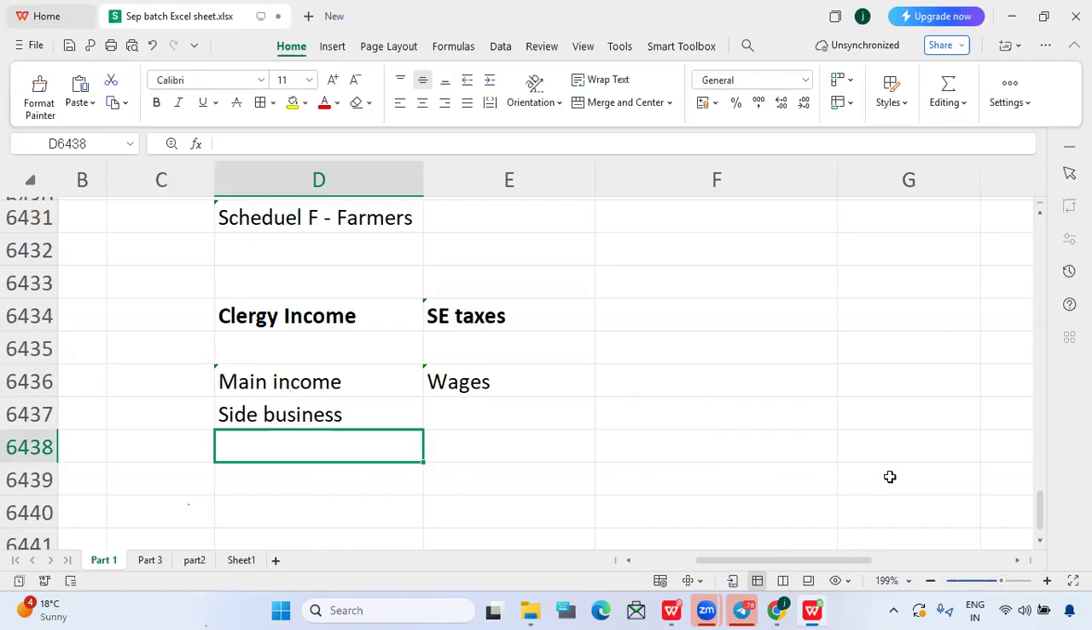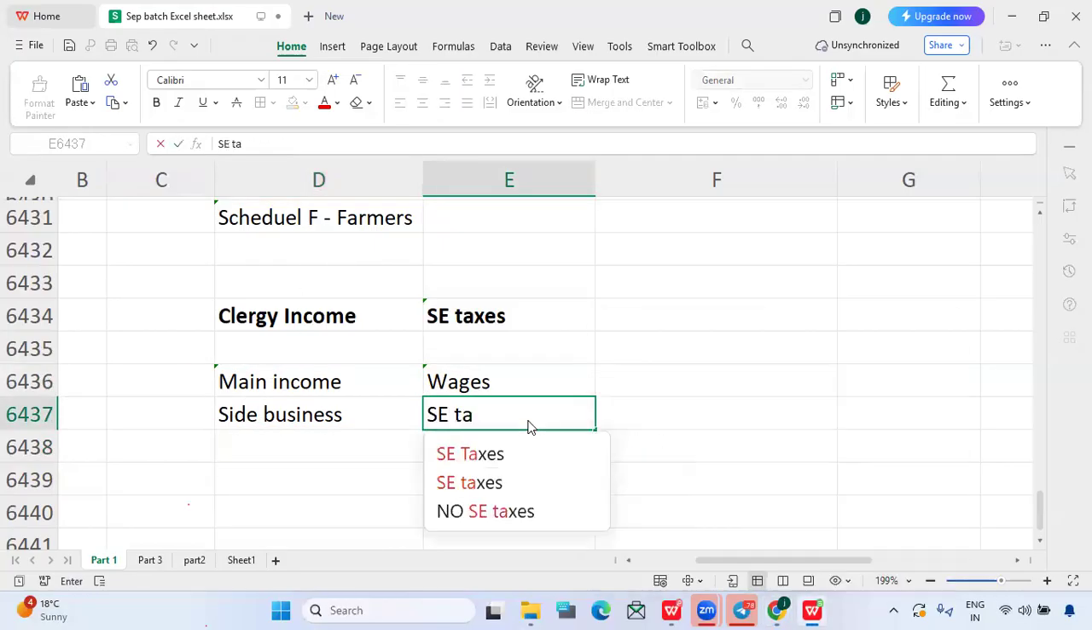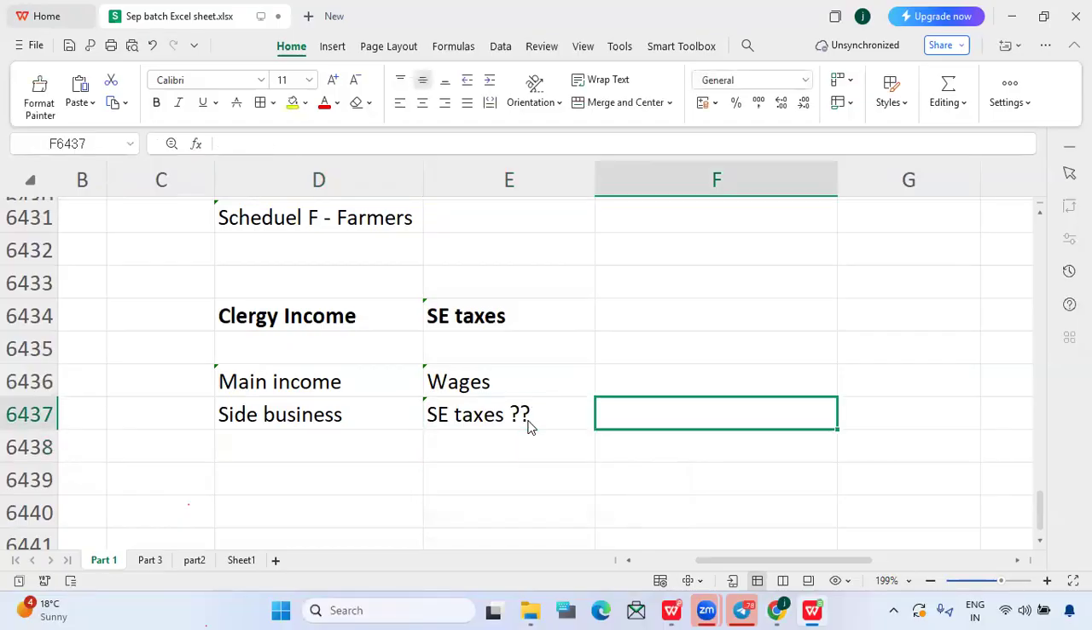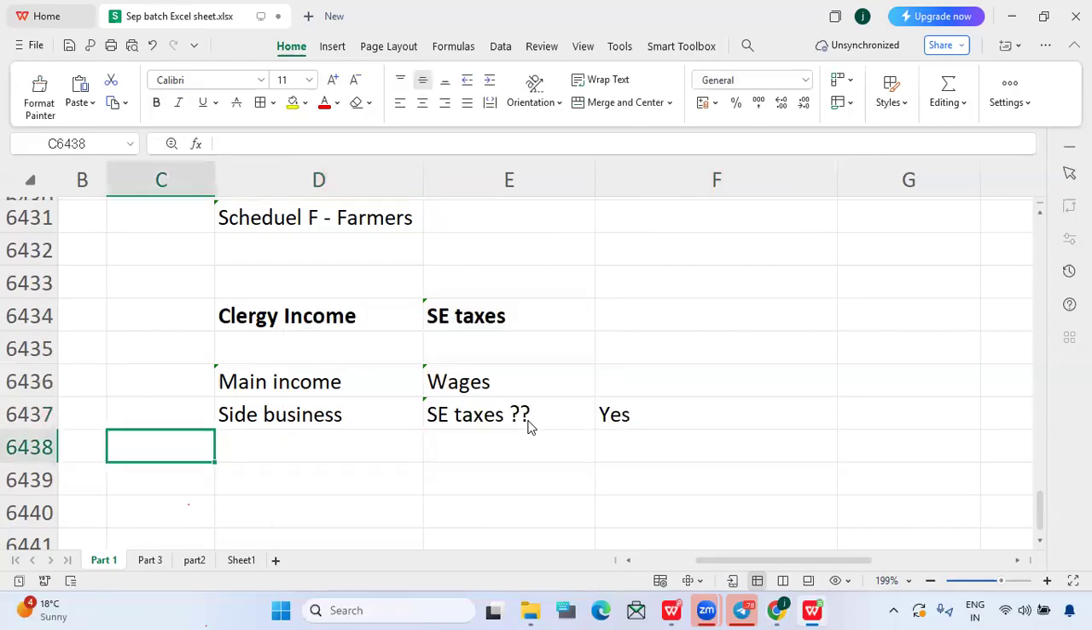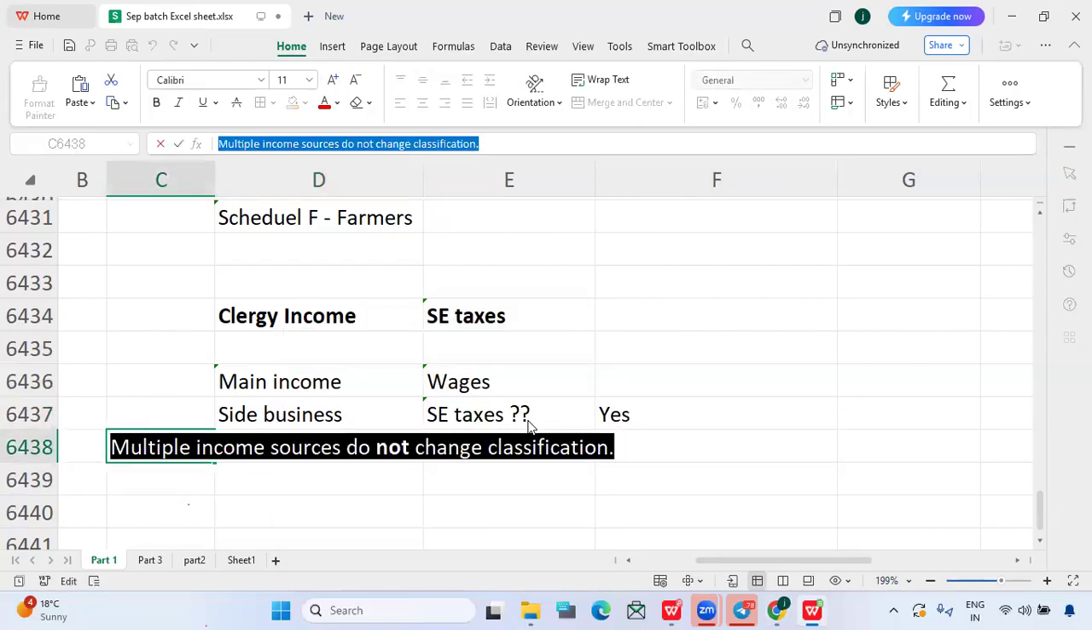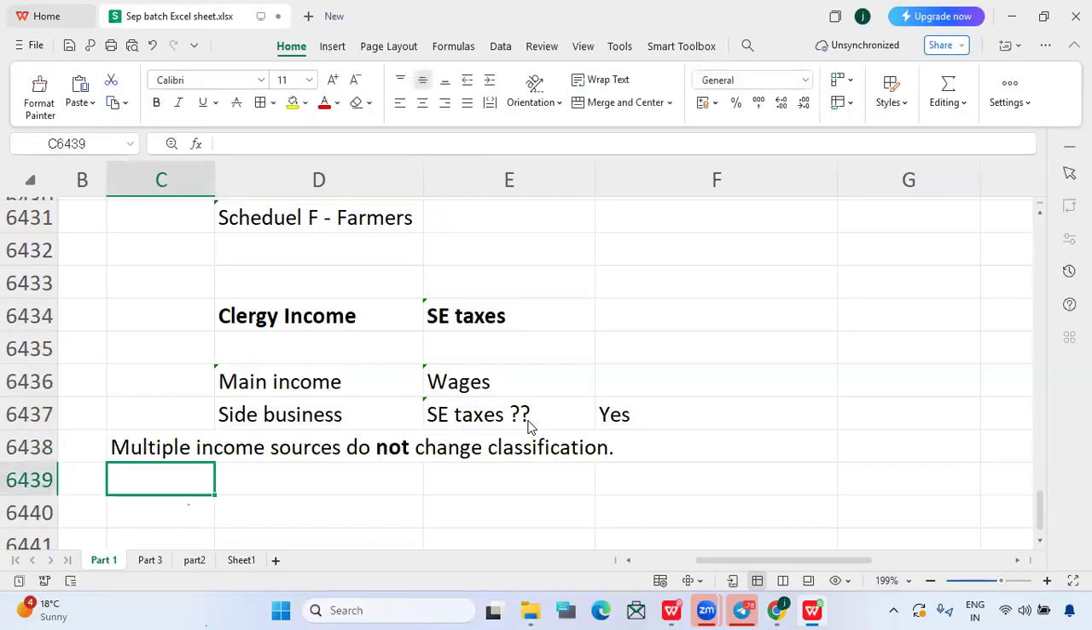Okay, so this is another important area. And in the exam, how can they trick you? They will tell you the taxpayer's main income is wages, and he has some side businesses. So do we need to pay SE taxes? Yes, we must pay. Multiple income sources we can have, but it doesn't change the classification. The classification of business is business.